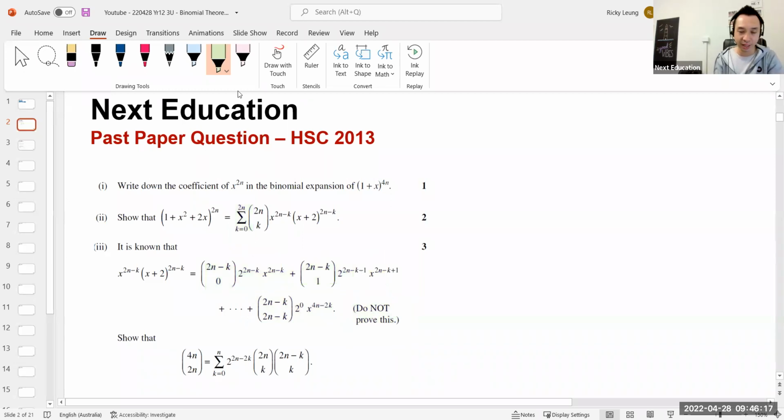So now let's break it down. First of all, we have (1 + x) to the power of 4n. Power of 4n, not just n. So we have to make something of it. But it also tells us, in this part here, to find the coefficient of x to the n. Now that is significant, because when I expand it, 2n is a term somewhere in the middle.